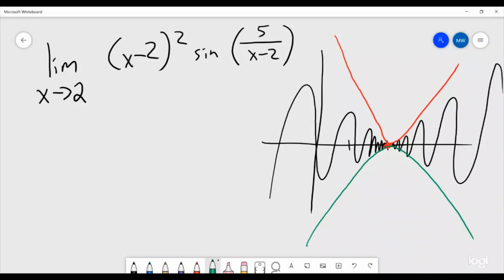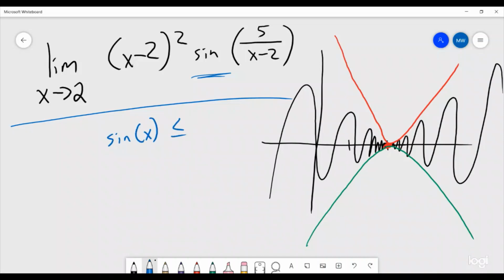So the way that I would do these is I would start by looking at, in this function, is there something that I know for a fact is always between two things? Well, sine. I know that sine is always between two values. So let's just start with that. I know that sine of x is always between 1 and -1. Okay. Now, if I change the x to be sine of 5 over x minus 2, does that change the range of sine?